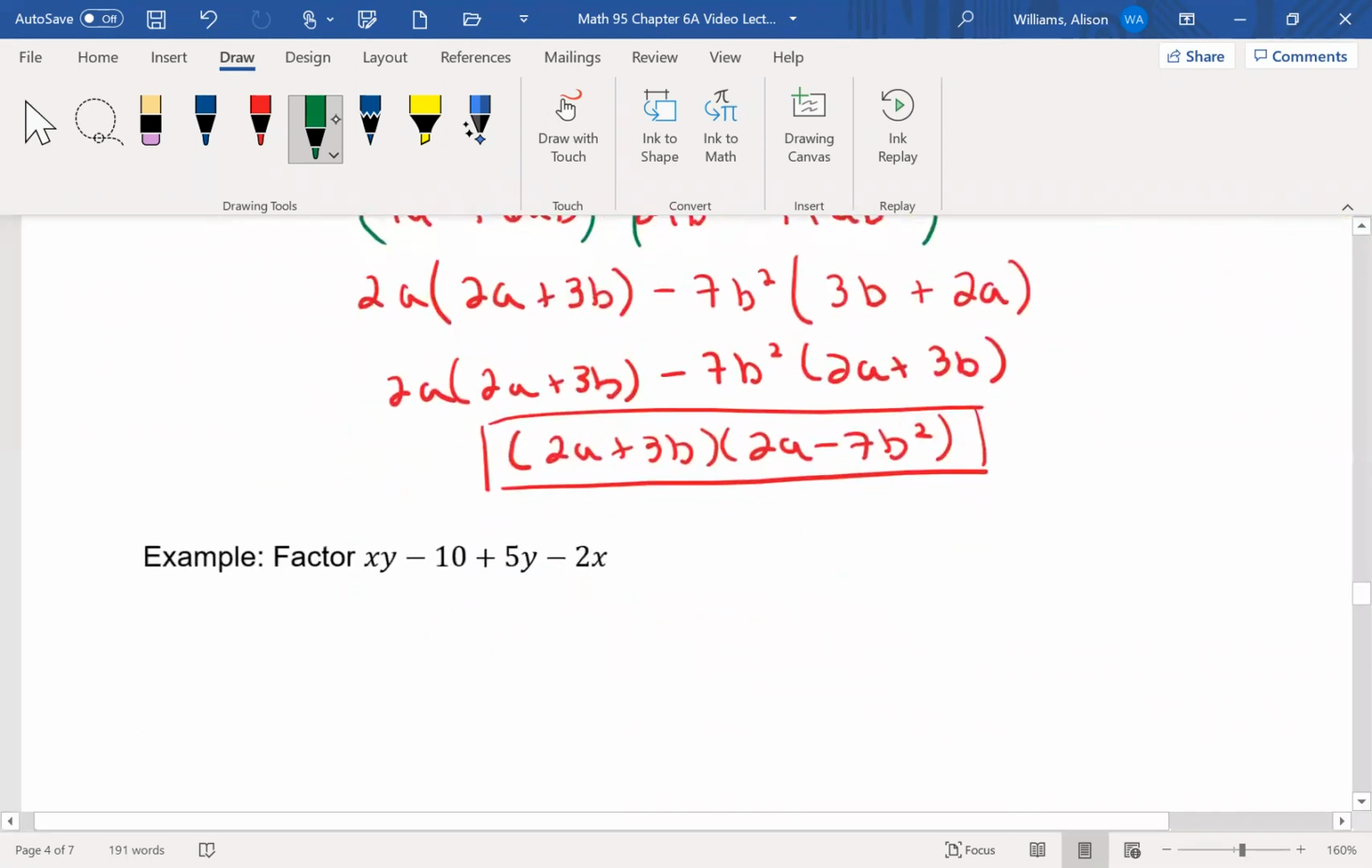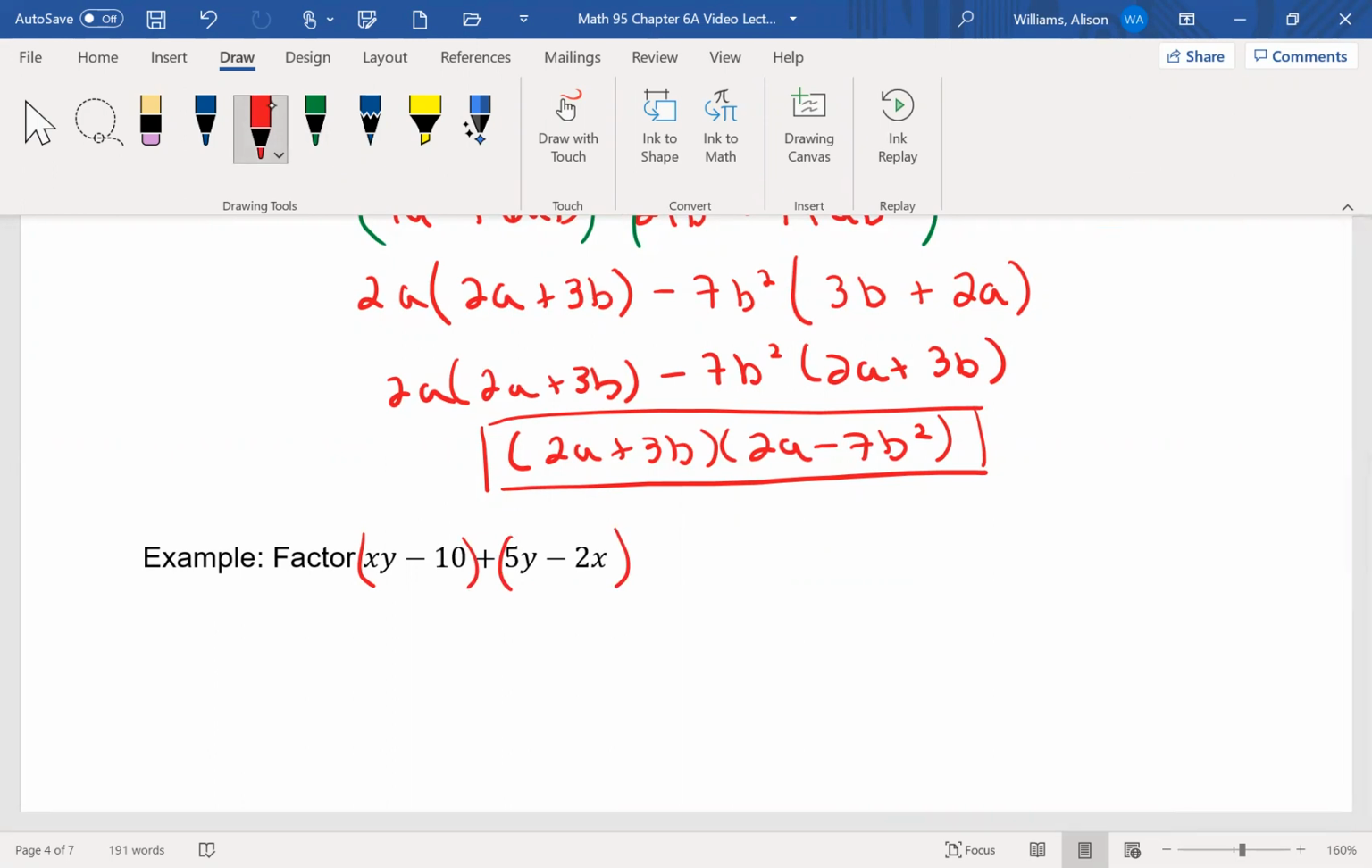Okay, so let's try this final one. Same kind of idea as the last one. We're probably going to have to do some switching around because when I look at these first two terms, they have nothing in common. And actually the last two terms definitely have nothing in common. So I'm going to swap those middle two terms and we'll see what happens. That's a negative 10 minus 2x.